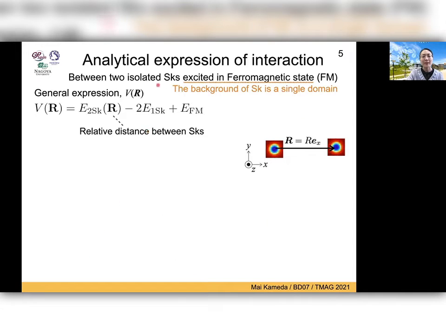Focusing on isolated skyrmions excited in the ferromagnetic state, FM, we derive an analytical expression of the interaction. Please note that the background of the skyrmion is a single domain. We put one or two skyrmions in a single domain to obtain the expression. In general, the interaction V of R is the subtraction of two-skyrmion energy and one-skyrmion energy, where R is the relative distance between skyrmions.